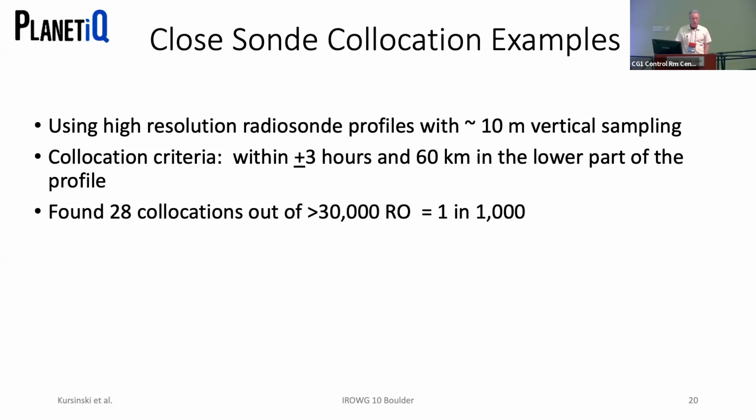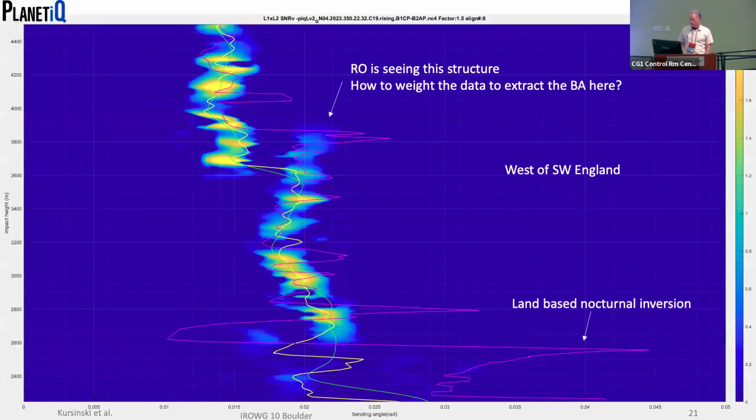Now I'm going to show some close co-locations with high resolution radiosondes. Based on one figure I'm not going to show, I made this very tight, 60 meters, because there's so much variability. I was really trying to get them co-located, particularly in space. The problem is, again, this is a needle in a haystack. Out of 30,000 occultations, we get about 1 in 1,000 that met this criterion. I'm going to show some quick examples, and there's one I want to dwell on.